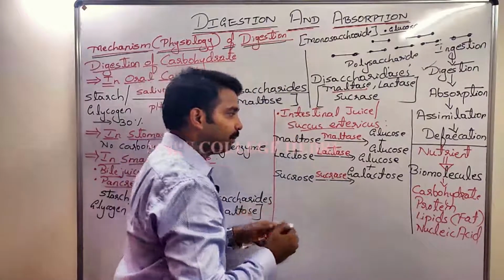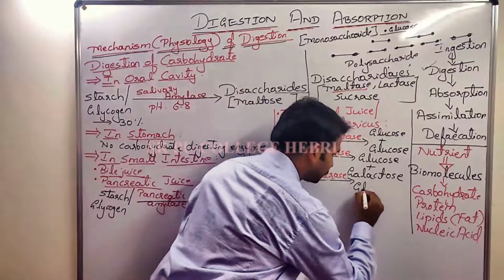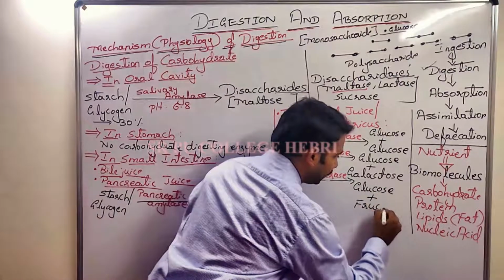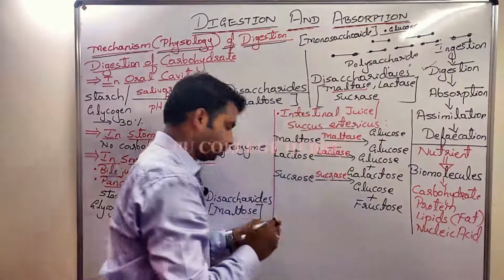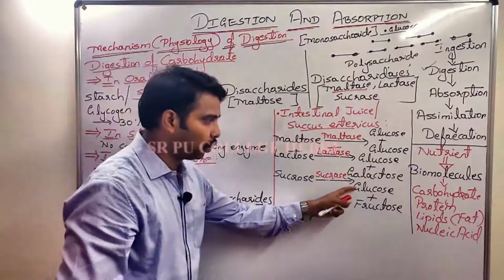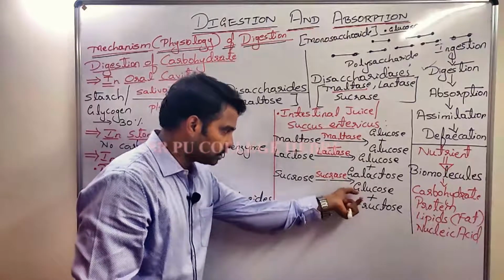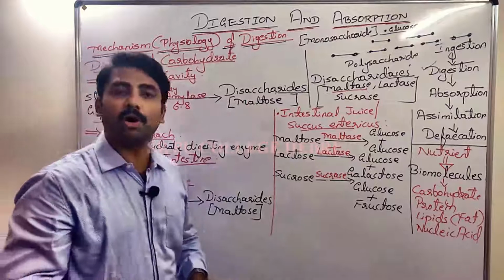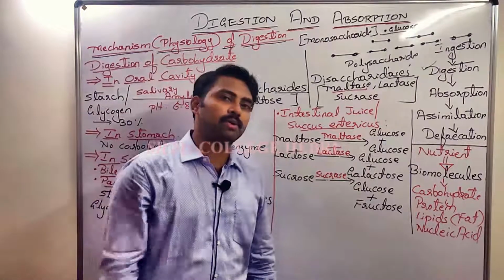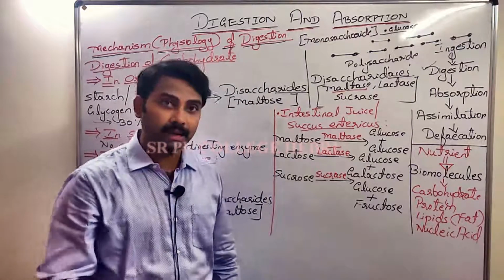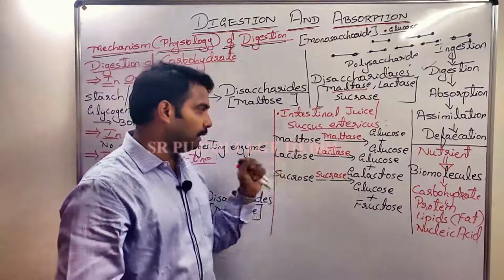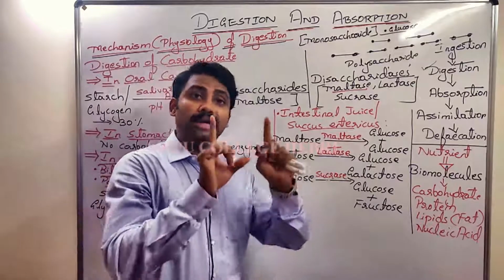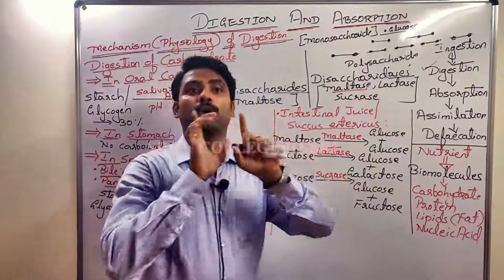Sucrase. It is broken down to the end products. I will write here, one is glucose, another one is fructose. So when one molecule of glucose and one molecule of fructose join, they form sucrose. Sucrose is an example of a disaccharide. Can you give me examples of disaccharides? Examples are maltose, lactose, sucrose. They are made up of the joining of two monosaccharides.